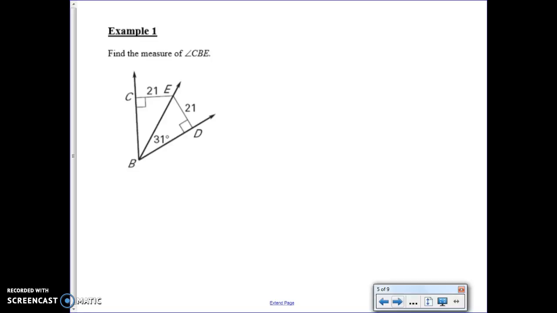So find the measure of angle CBE. This is how we're going to put this into use here. So I see right away that I have those right angles where they're supposed to be, and I see that CE and DE are both equal to 21. So then I know that BE should be the angle bisector, meaning that this angle and this angle should be the same measure. So then angle CBE should measure 31 degrees.